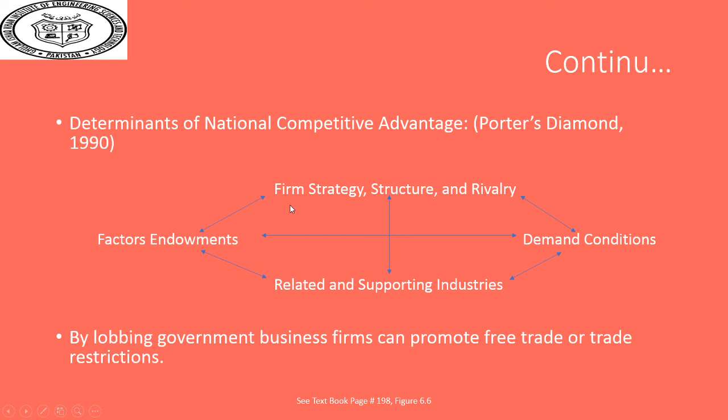And then there is also, and this is more important, related and supporting industries. For example, the automobile industry. The automobile industry is very much related to all the other industries. They need electrical engineering, mechanical engineering, electronics, so many things. And thereafter, assembling itself is a very simple thing. So, related and supporting industries.